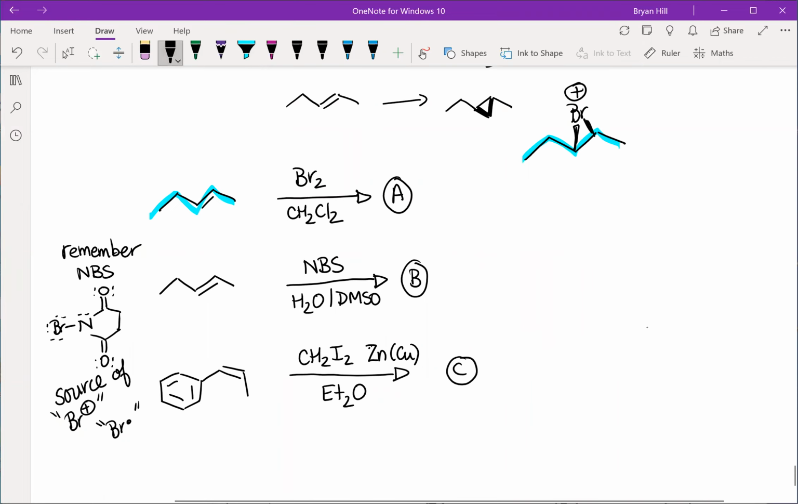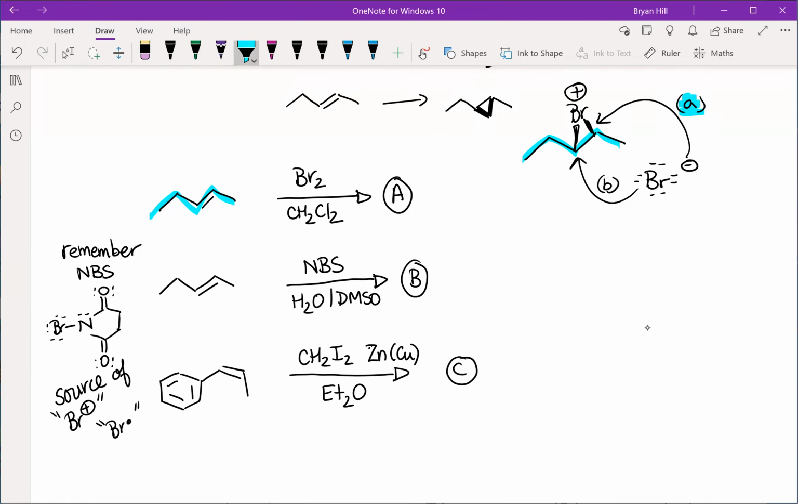Now, in the case of product A, the bromide is going to attack, and it can basically attack two carbons. It could attack carbon A, or it could attack carbon B. And it's always going to attack on the opposite side, because that big bromonium is blocking the top side. So if it goes through route A, this bromine's going to be back, and this bromine's going to be forward. So this is A. If it goes through route B, it's going to make this. This bromine's going to be back, and this one's going to be forward. So this would be B.